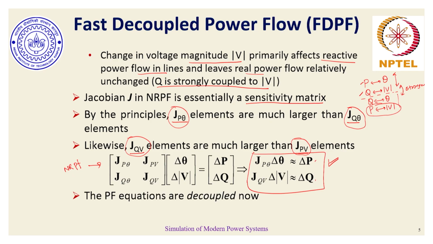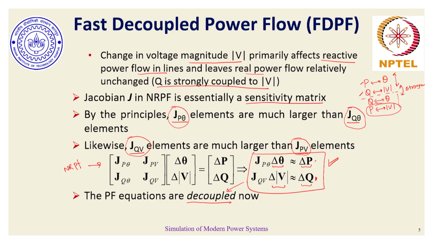Now the power flow equations are decoupled in the sense that if I have to find the change in voltages, I will only focus on the change in reactive power injections. I will not be bothered with the change in real power injections. Similarly, if I have to find changes in phase angles, I will only be concerned with changes in real power injections. I will not be concerned with the changes in the reactive power injections. And that is where the decoupling aspect comes in.